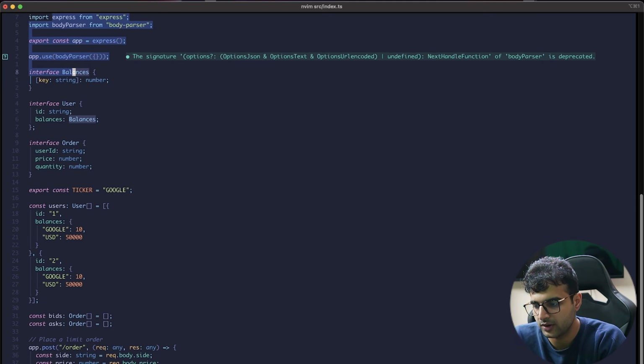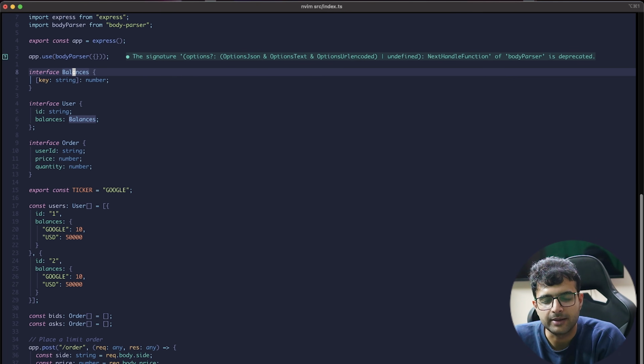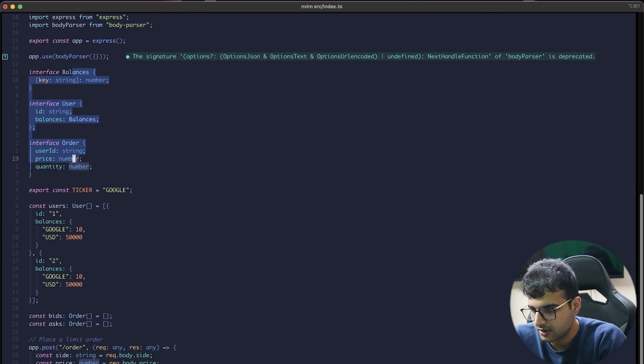I define a few interfaces here. If you don't know what interfaces are, they're like types of your data, the shape that your data should follow. This is a TypeScript specific concept. If you don't know TypeScript, feel free to ignore all these, I'd say 10, 15 lines, because you don't really need to understand this. I wrote it in TypeScript.